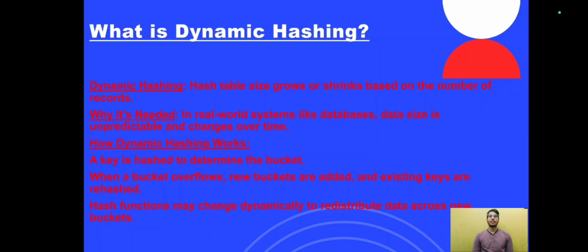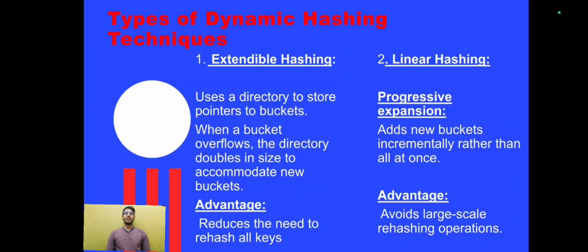There are two main techniques used in dynamic hashing: extendable hashing and linear hashing. Extendable hashing uses a directory of pointers to buckets, and when a bucket overflows, the directory size doubles to add new buckets. This avoids the need to rehash all the keys. And linear hashing adds new buckets one by one, reducing the need for large scale rehashing all at once. The incremental approach is a great way to handle growing data without slowing down the performance too much.